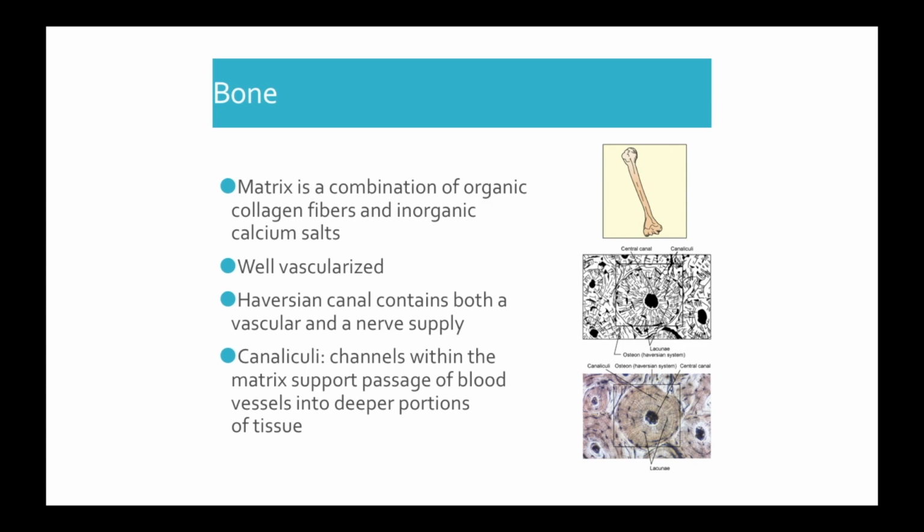And then we have bone, and the matrix is a combination of organic collagen fibers and inorganic calcium salts. Very well vascularized, has Haversian canal. The Haversian canal contains both a vascular and nerve supply. Canaliculi are channels within the matrix that support passage of blood vessels into deeper portions of tissue.